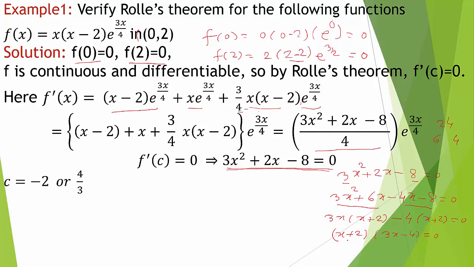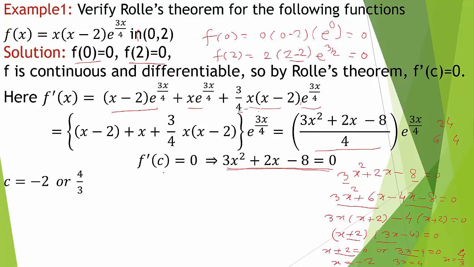We know that if the product of two terms is 0, then any one term must be 0. Therefore, x plus 2 equal to 0 or 3x minus 4 equal to 0. If x plus 2 equal to 0, we can conclude that x equal to minus 2. If 3x minus 4 equal to 0, we can say that 3x equal to 4. Therefore, x equal to 4 by 3.